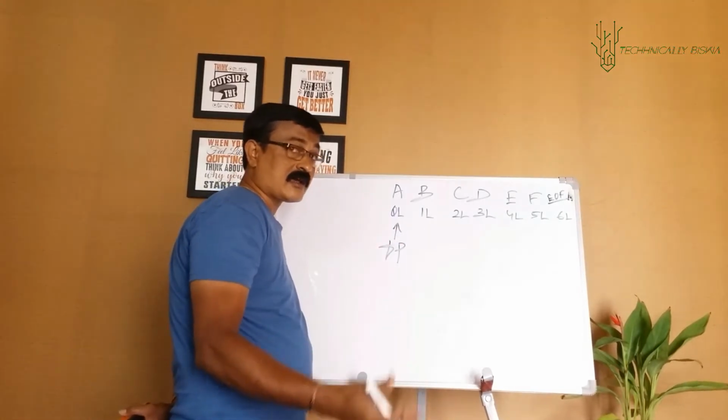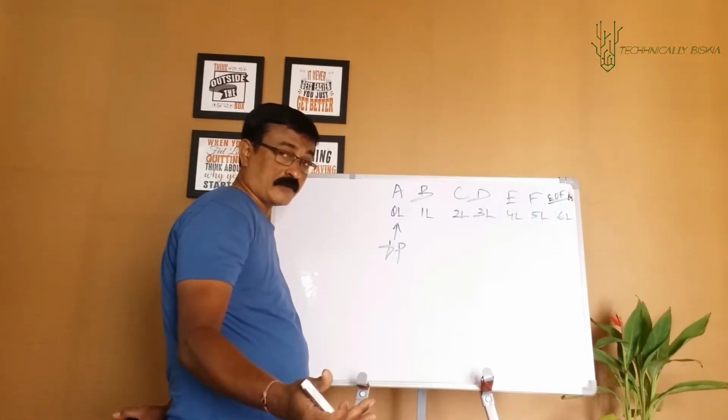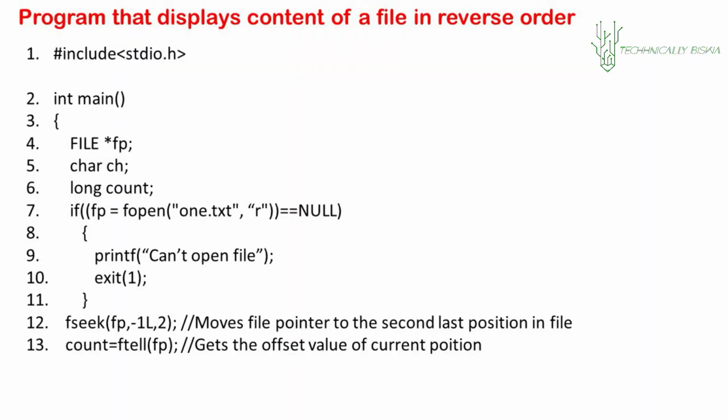Clear? Now let's have a look at the first part of the program. Okay, here is your slide. Some lines I will tell you, mark those lines properly. Now look at the first part, checking. I directly check if fp equal to fopen 1.txt equal to NULL.